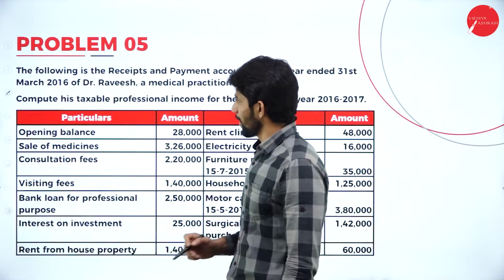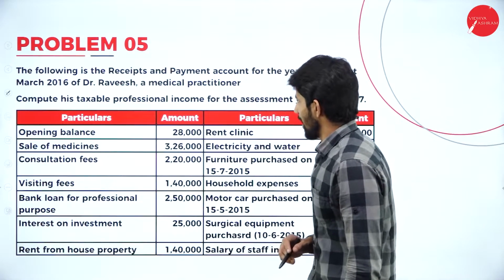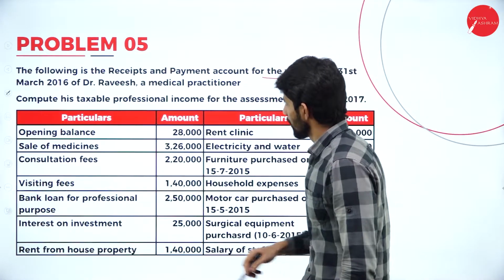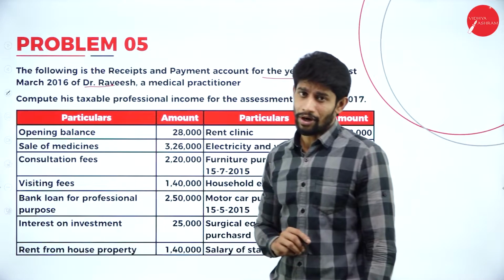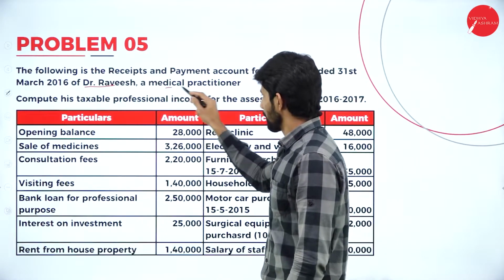Next, problem number 5. The following is the receipts and payment account for the year end of Dr. Ravish, a medical practitioner.